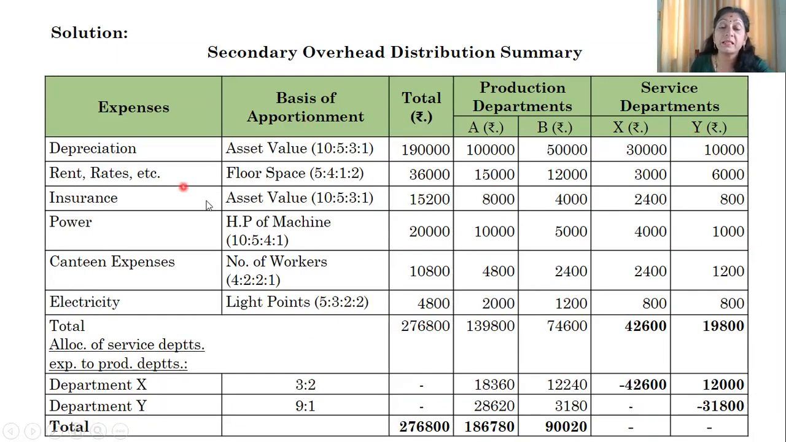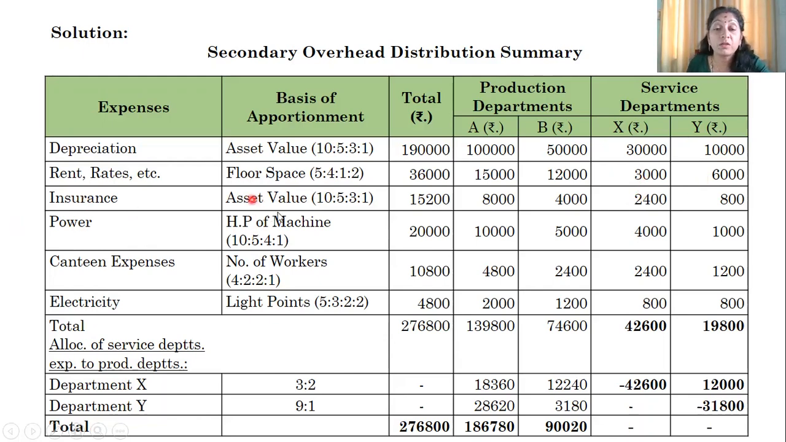Then rent and rates on the basis of floor space, 5:4:1:2. The total is 36,000, as given in the problem. For A, rent and rates 15,000. For B, 12,000. For X, 3,000. For Y, 6,000.